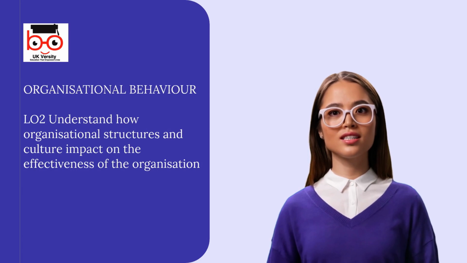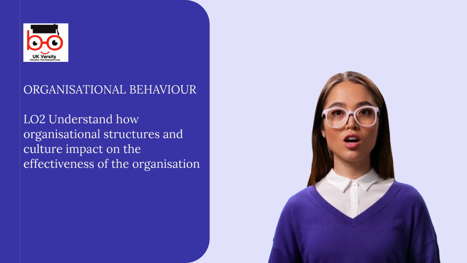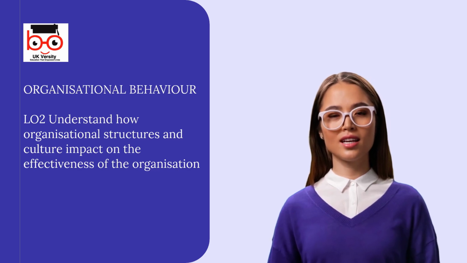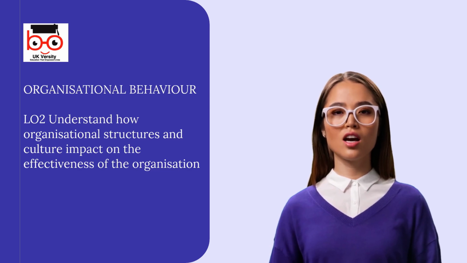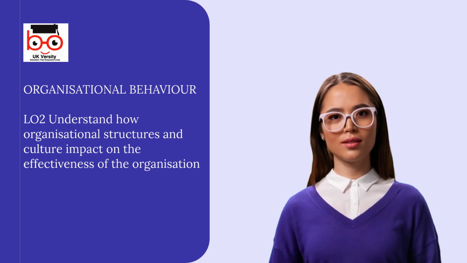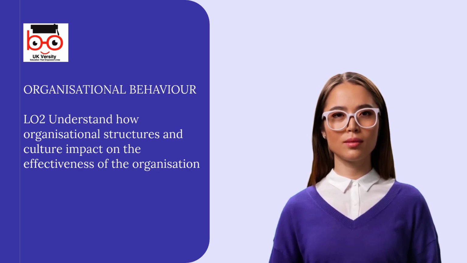This session focuses on learning outcome 2. How do organizational structures and cultures impact effectiveness? This video explores key aspects of organizational behavior, from structures to culture. Discover how these elements shape a business's success.